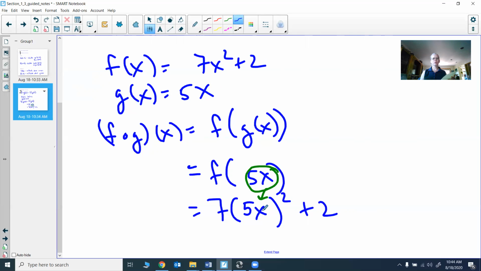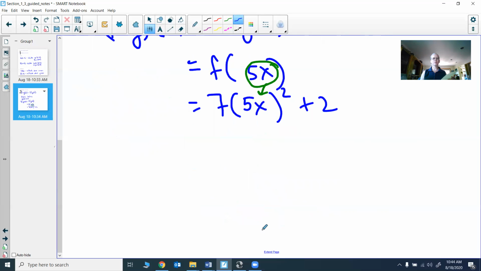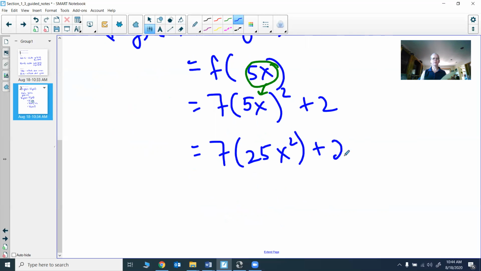Then you see I'm going to square everything. So the 5 gets squared, which of course is 25, and the x gets squared. So that's 25x squared. And then you just multiply 7 times 25, which is 175x squared plus 2. And so that's how composition works. And you can do other compositions too.